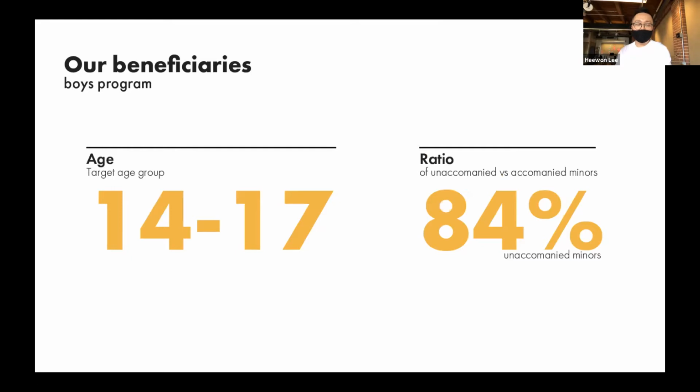So we have three different groups of beneficiaries. The first group is the boys who are between the ages of 14 and 17. Many of the boys in our program are unaccompanied minors. When I say that, basically they are traveling by themselves without parents.